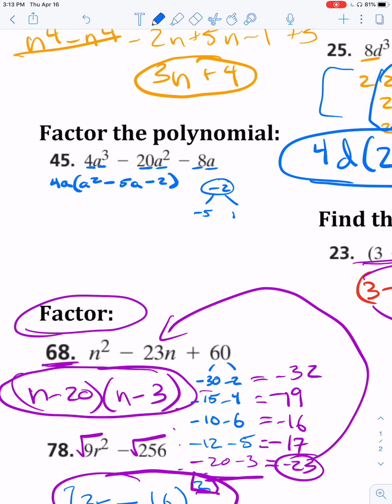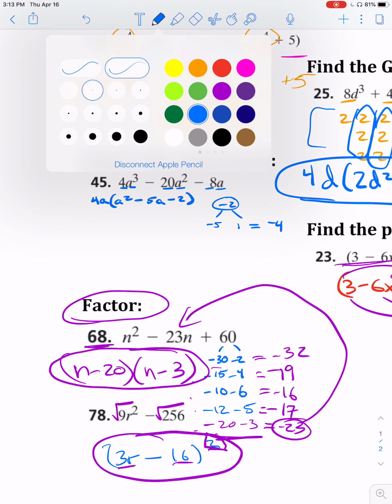So this is actually going to be our final expression, because negative 5 plus 1 equals negative 4. And that is not going to do it for that middle term. So this final expression right here would be your final answer.